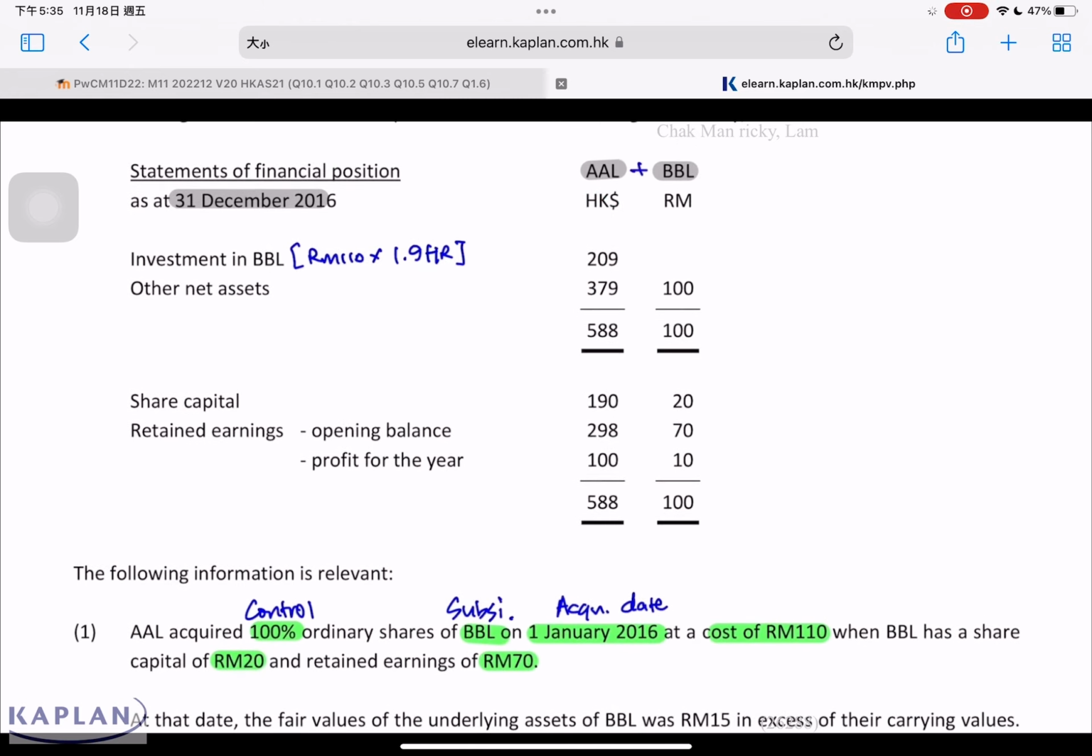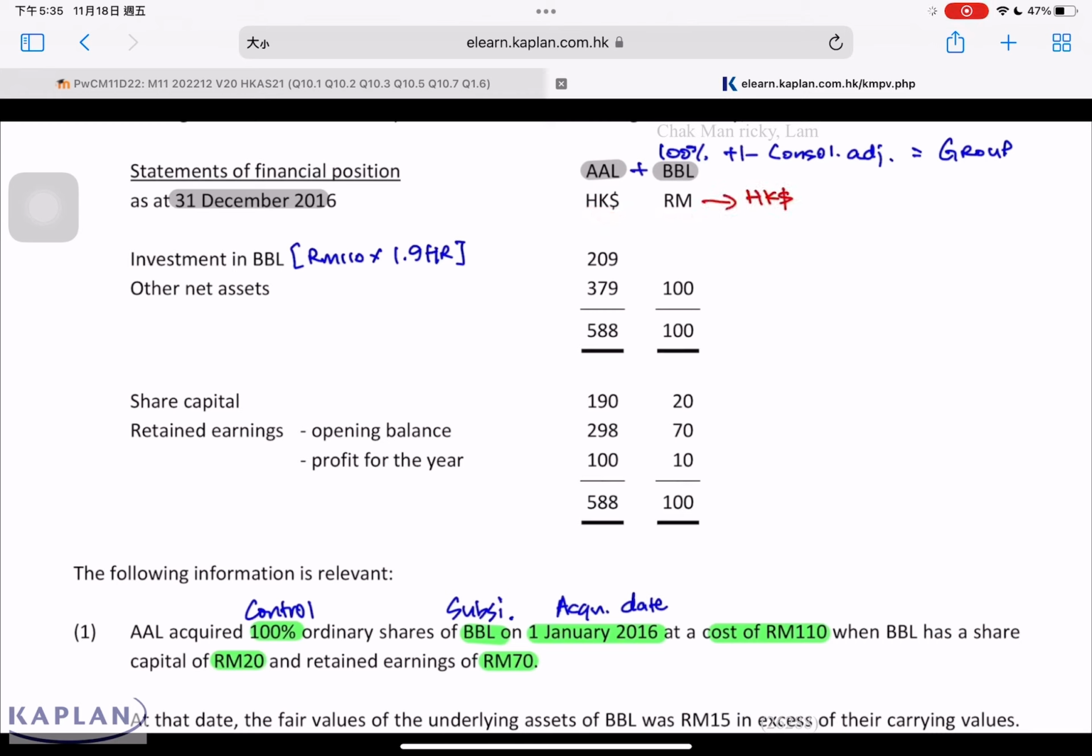If you have control, you must consolidate 100% as usual, and we must plus or minus the consolidation adjustments to prepare the group account. We cannot just add it up in this case because they are not in a common currency. In order for us to consolidate, make sure they are in a common currency. We must translate from Malaysian ringgit to Hong Kong dollar.